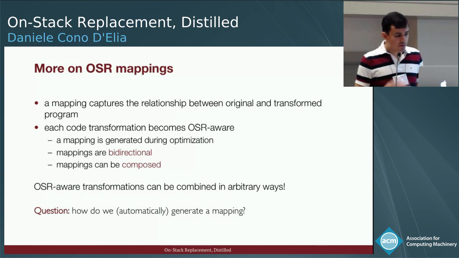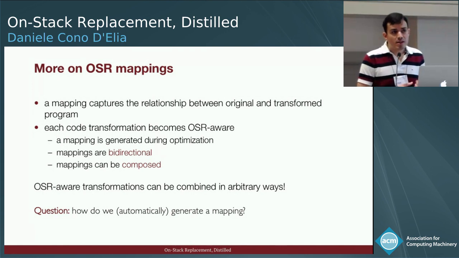And more generally, with the mapping, you are able to capture all the relationships that you have between two related program versions. And what you can do is you can make each code transformation OSR aware by building a mapping as you transform the code. These mappings are usually bidirectional, which means you can transition back and forth between the two code versions. And the nice property is that mappings can be composed. Which means that you make transformations OSR aware, and then you can combine them in arbitrary ways, as you like.